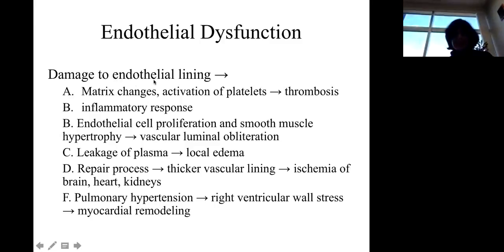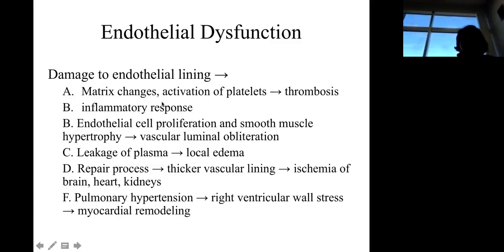Damage to endothelial lining. This is the blood vessel wall being damaged. Now the wall matrix, the tunica media, tunica interna, all of those would have a different morphology, different design than normal. Okay, activation of platelets. Why? The vessel damage exposes collagen fibers. We know this from our blood clotting discussion. So that triggers blood clotting, and that's what you call thrombosis.